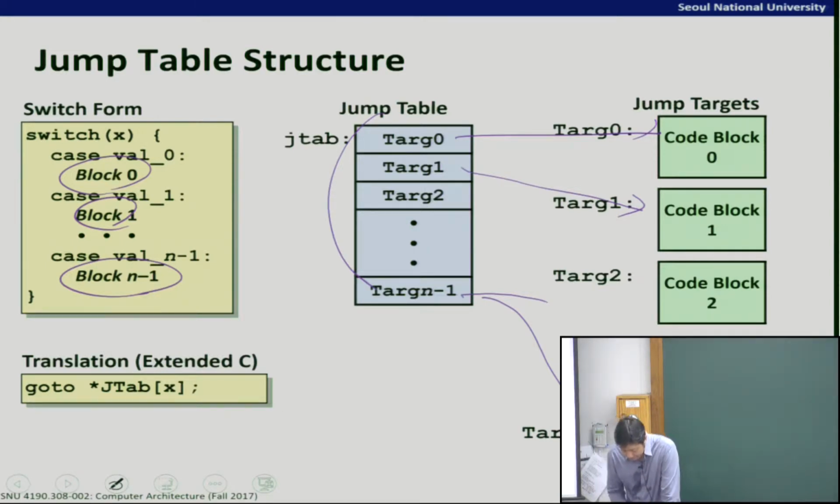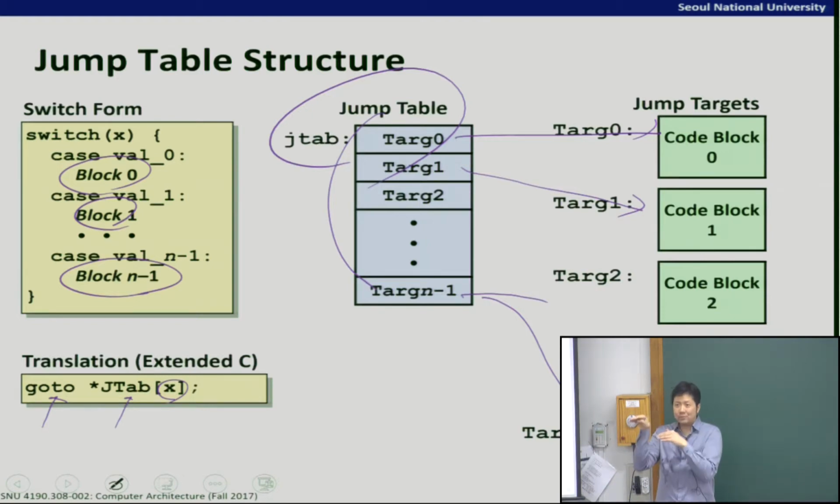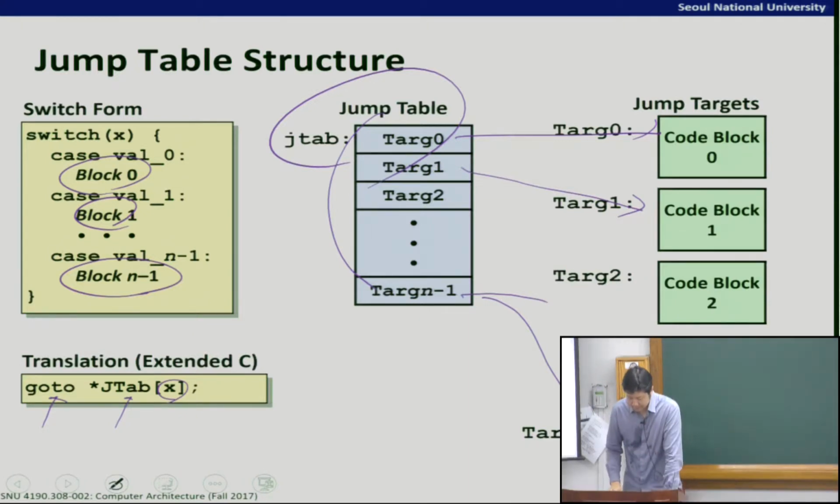Okay. And once you have a jump table, your switch statement becomes very easy to implement because now you can simply jump to jump table entry x. So basically go to the address which is pointed to by the entry in the jump table, right? So that's basically how you implement the switch statement with a jump instruction.